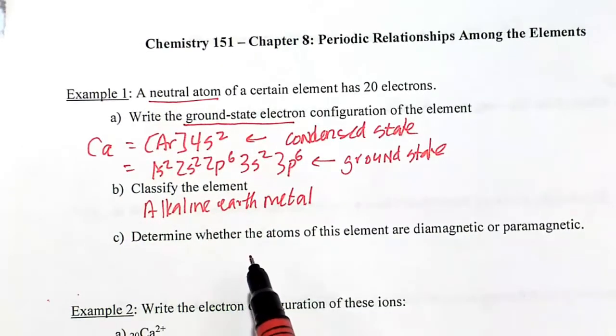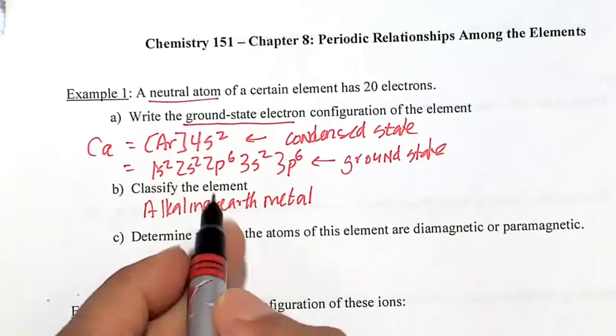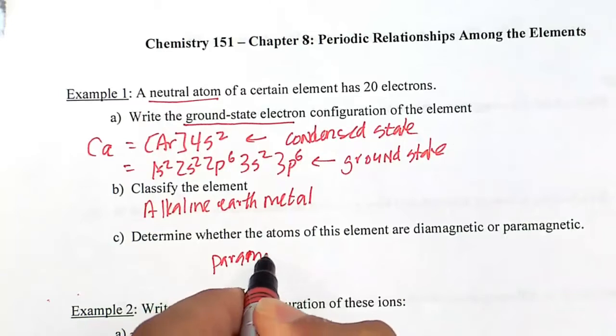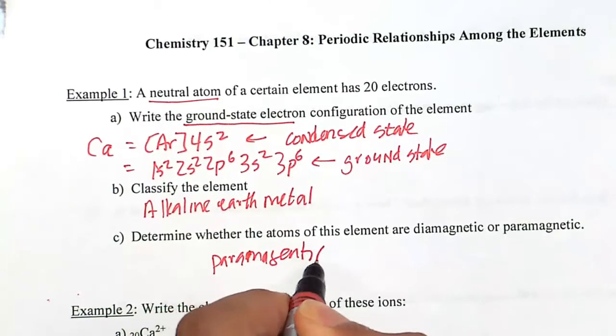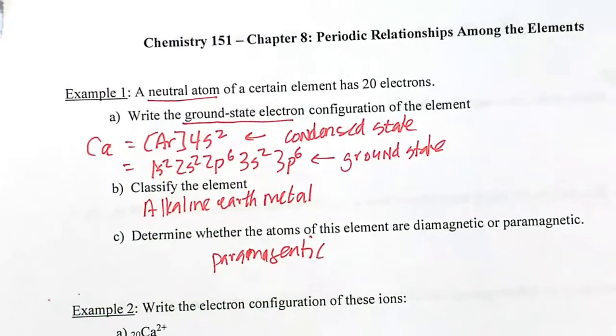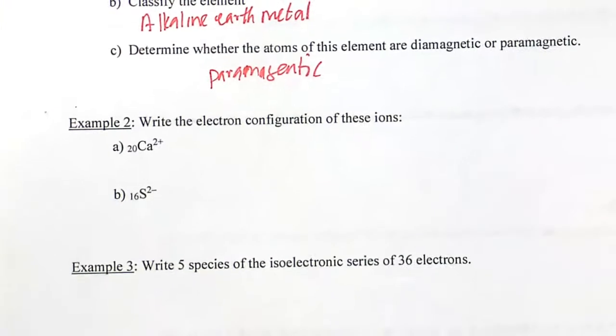Determine whether the element is diamagnetic or paramagnetic. Since the electrons are paired, I believe this is diamagnetic. Paramagnetic would mean that you have unpaired electrons. So paramagnetic would be unpaired. Diamagnetic would mean the electrons are paired together, no unpaired electrons. This would be a diamagnetic species.